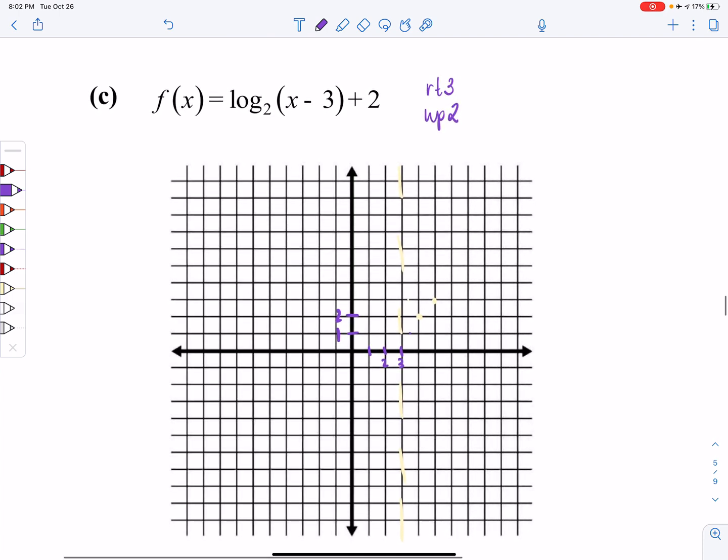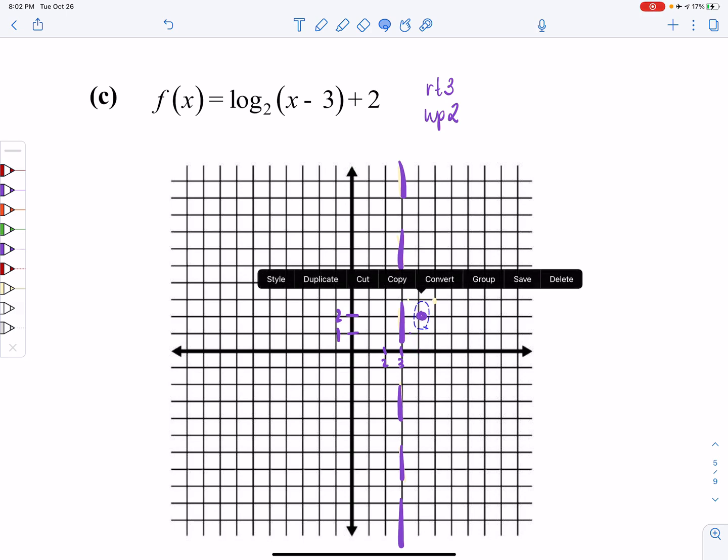And so part C, the inside tells me to move to the right 3. The outside tells me to move up 2. Now, if my vertical asymptote just shifts up 2, it doesn't look any different. But the minute I move it to the right 3, my vertical asymptote is shifted to the right 3. So that's going to be drawn on the line x equals 3. So once again, if I draw my special points, that first special point is (1, 0). If I take (1, 0) and I shift it to the right 3, 1, 2, 3, and up 2, I'm going to land on the coordinate, what is that, (4, 2).